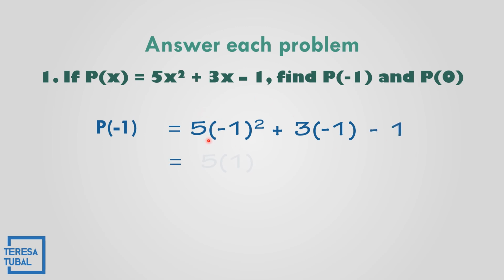Afterwards, let us solve, bring down 5, negative 1 times negative 1, that is positive 1, and then 3 times negative 1, that is negative 3, minus 1. 5 times 1, that is equal to 5, negative 3 minus 1, add, copy the sign of the larger number, so that is negative. So add, so that is negative 4. 5 minus 4, that is equal to positive 1. So the P of negative 1, that is equal to 1.